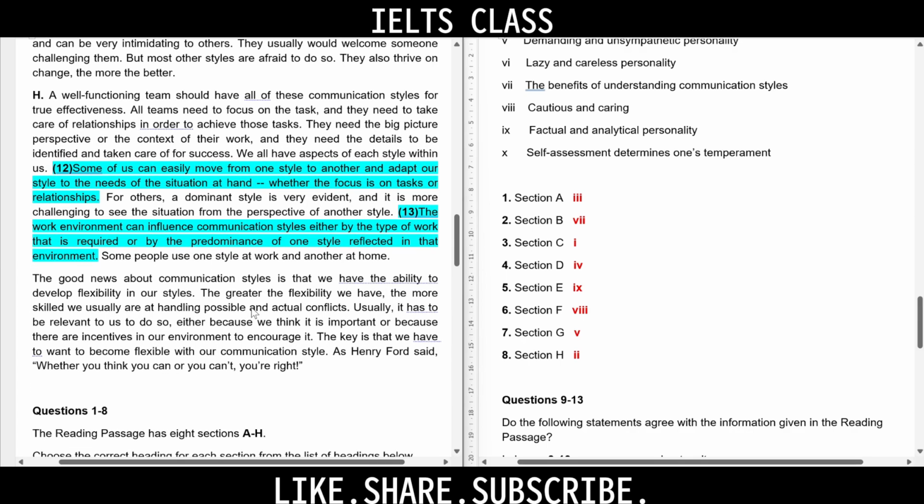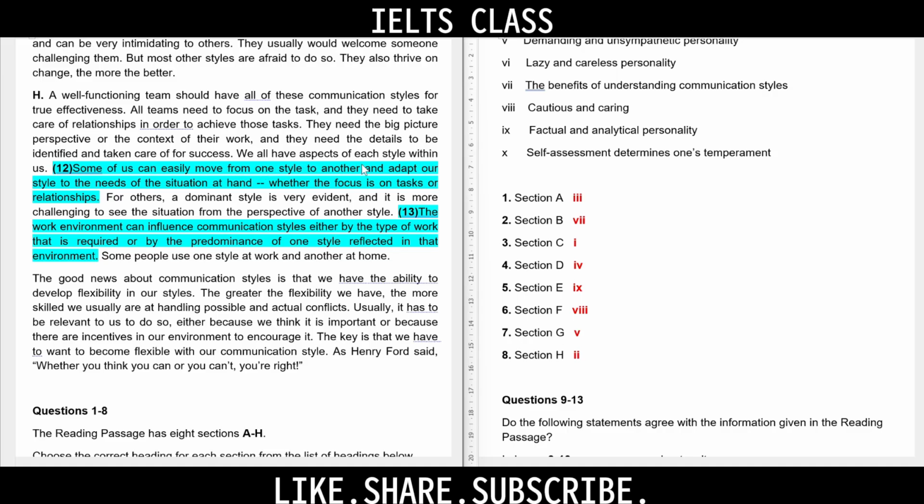A well functioning team should have all of these communication styles for true effectiveness. All teams need to focus on the task and they need to take care of relationships in order to achieve those tasks. They need the big picture perspective or the context of their work, and they need the details to be identified and taken care of for success.